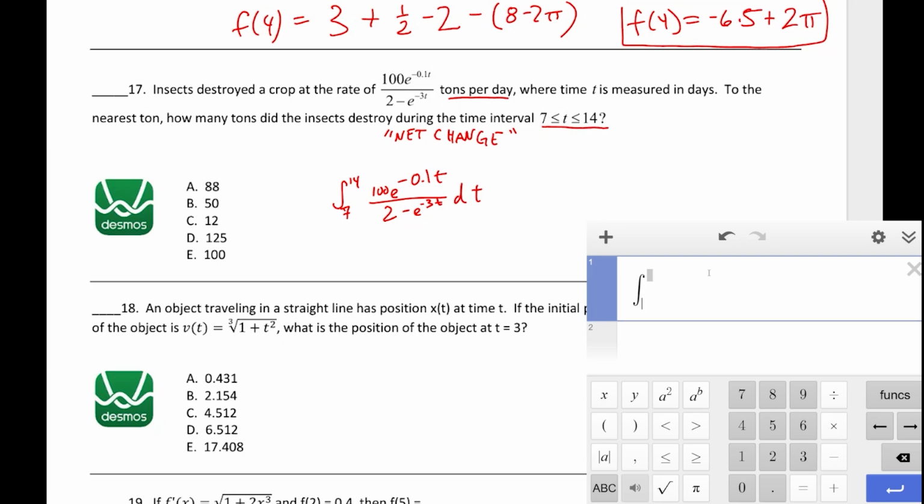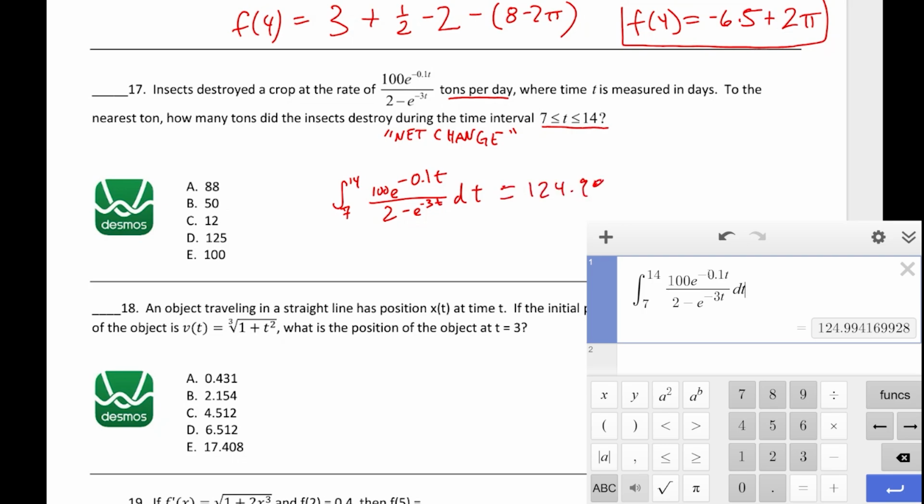The integral from 7 to 14 of 100 times Euler's number to the power of negative 0.1t, all that over 2 minus e to the negative 3t. Yep, that's it. There we go, dt. And so that's going to be 124.994, which if you round it to the nearest whole ton, is going to be choice D, 125.